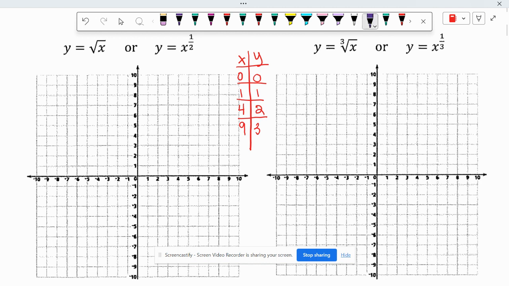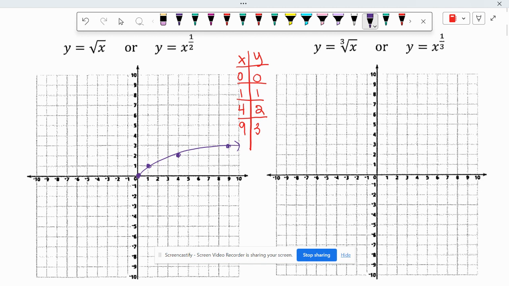But look, when x is 0, y is 0. Let's plot that point. When x is 1, y is 1. When x is 4, y is 2. When x is 9, y is 3. Well, much like x squared, the square root of x is the parent function of the square root function, right?